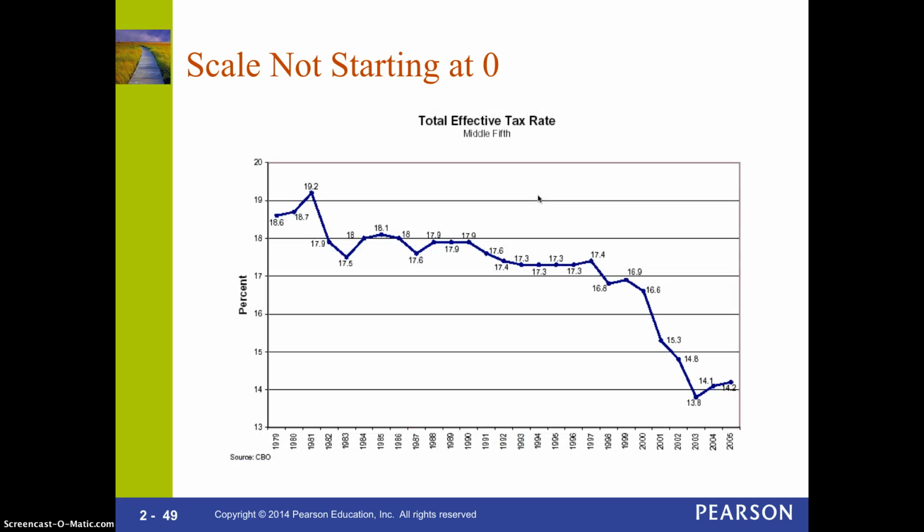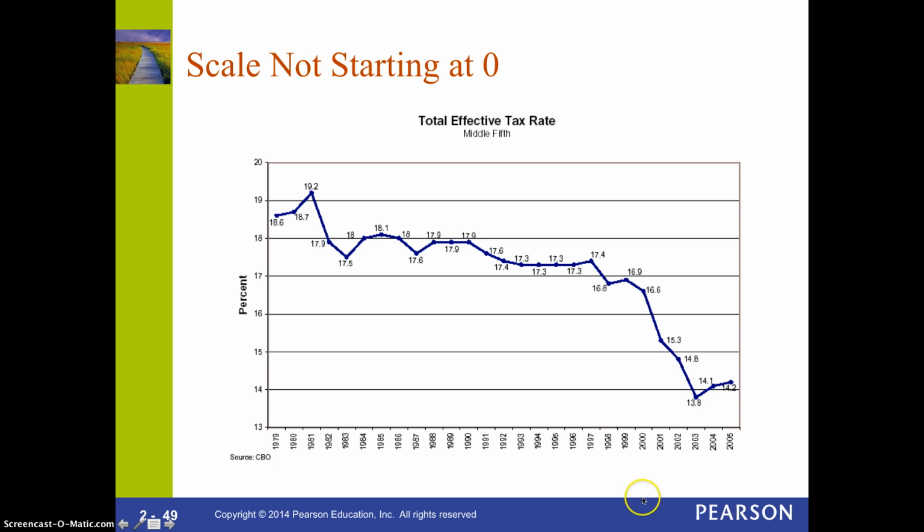Okay, here's another example of a scale not starting at 0. They start here at 13. So it looks like the difference between the highest total effective tax rate for the middle class, which is the middle 20%, so the middle fifth of all Americans, had a large drop in it. It went from 19.2% for the effective tax rate down to 13.8%.